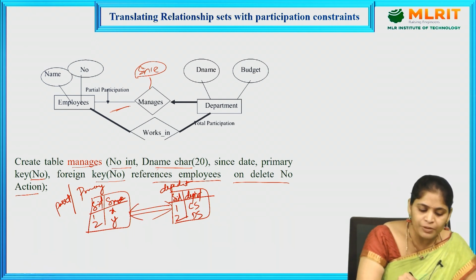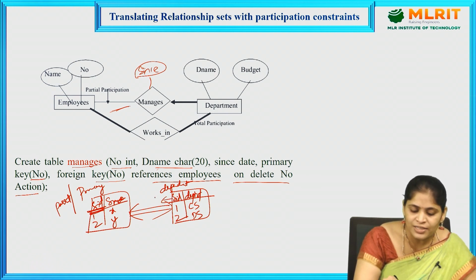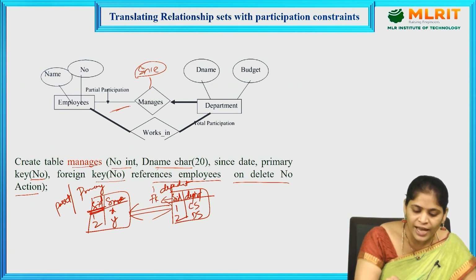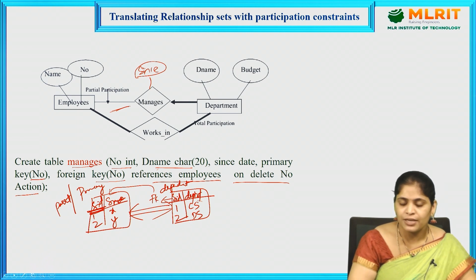In this table, what is the primary key? SID. So in the other table, what will be the foreign key? SID will be the foreign key. Why? Because this column acts as the primary key in another table. By using this column only, we are able to retrieve these department IDs. That is the representation of a foreign key.